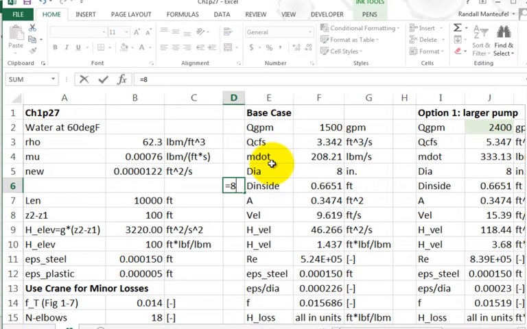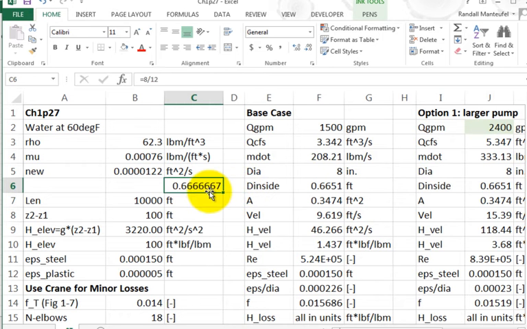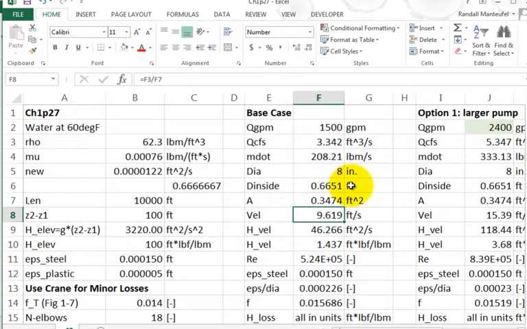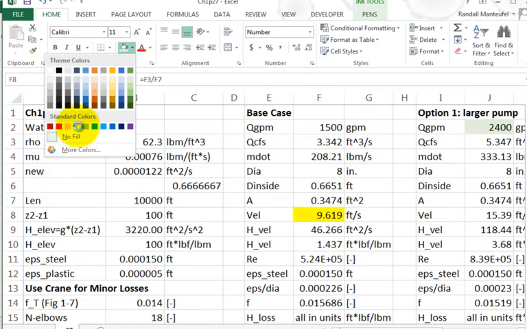If you just said 8 divided by 12, it'll be very close, won't it? Let me put that where I can see some more digits in it. 0.66666, but this is 0.6651. So I guess if you're really struggling for 3 and more significant digits, then use that diameter, inside diameter. Area, velocity. Make a comment about that velocity for me real fast. What do you think about this velocity?